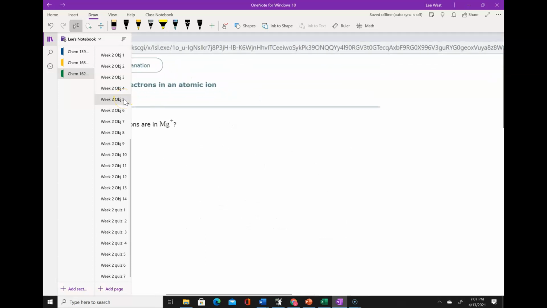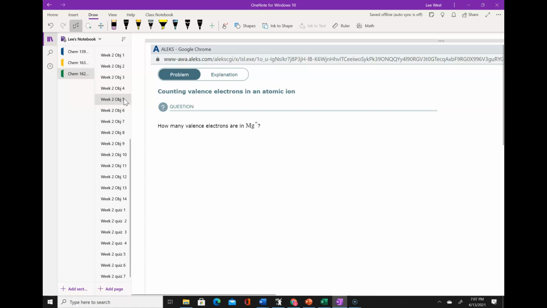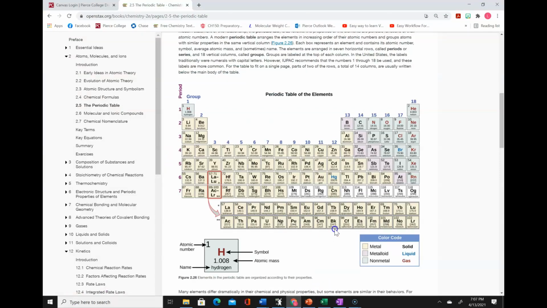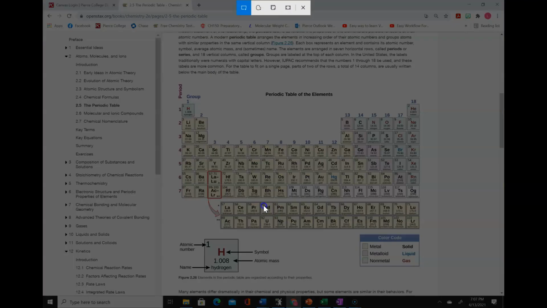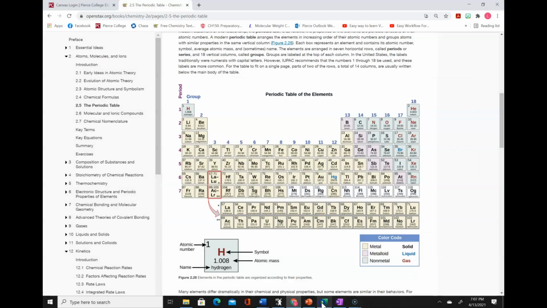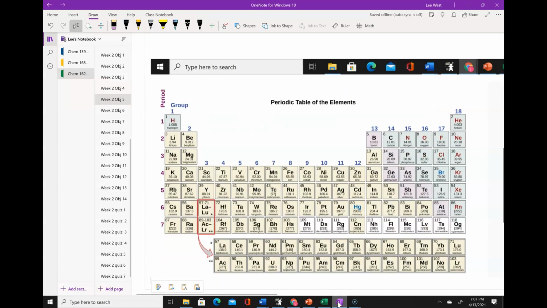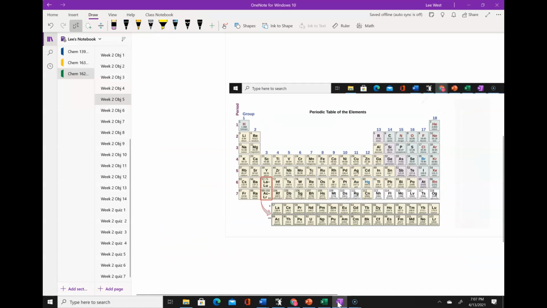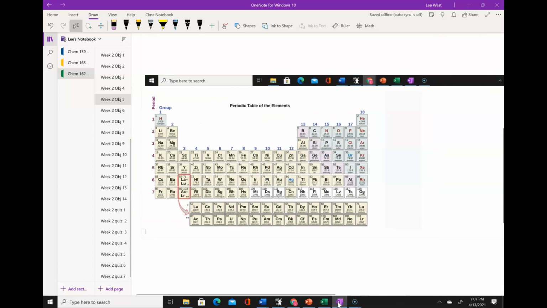All right. How many valence electrons are in magnesium? Now, our rule that we had before about things just being equal to the group number if they're a representative element doesn't apply for ions. So we have to look at where magnesium is. There's magnesium there. Okay, magnesium is group 2A.